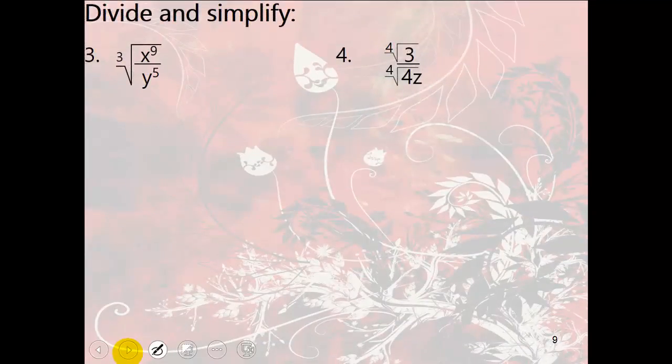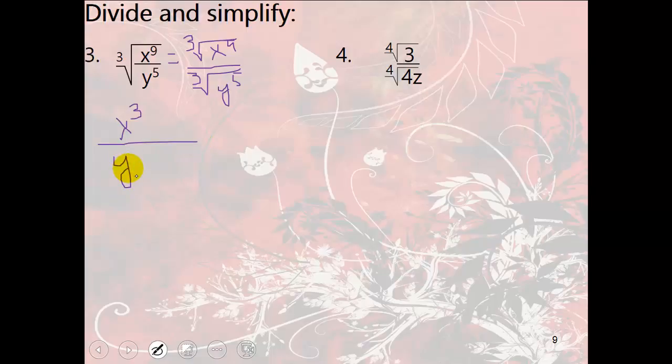All right, I'm going to do number 3. I'm going to let you do number 4. Number 3, I don't have anything in common. Variables, nothing. So I'm going to split it up. And I get, this is nice, I get 3 cube root of x to the 9th over the cube root of y to the 5th. This is an even divide, so I get x cubed. And then this is y to the 5 over 3. So I have to simplify this.